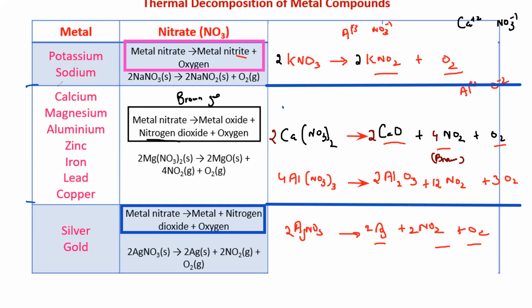So potassium and sodium decompose in a different manner. From calcium till copper decompose in a different manner, and silver decomposes in a different manner. So you have to learn this thermal decomposition of metal nitrates. Is it clear, this part? Any doubt?